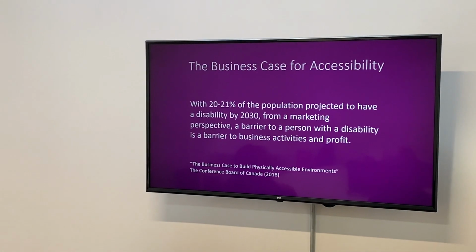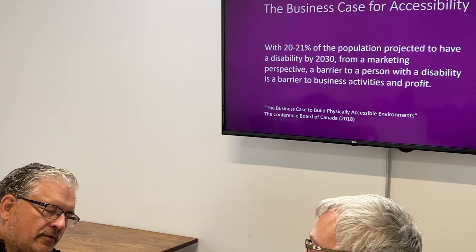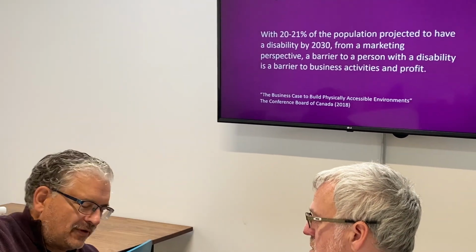So what does that mean? With 20 to 21% of the population projected to have a disability by 2030, from a marketing perspective, a barrier to a person with a disability is going to be a barrier to business activities and profit. So there's your economic argument that you started off with. I mean, it's there, right? It's just amazing. Absolutely. A third of $1 trillion. Yeah, and these statistics come from the Conference Board of Canada, who in 2018 conducted the business case to build physically accessible environments. Okay, so I think that's important too, right? No offense, Ron, but it's not like Tailored Accessibility says this. You're getting this right from the Conference Board, not just from StatsCan or whatever.